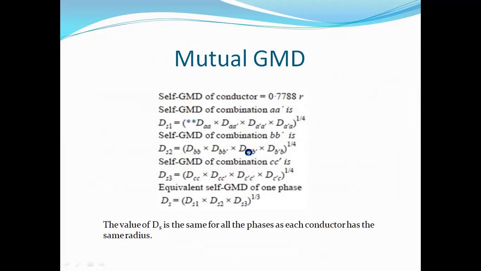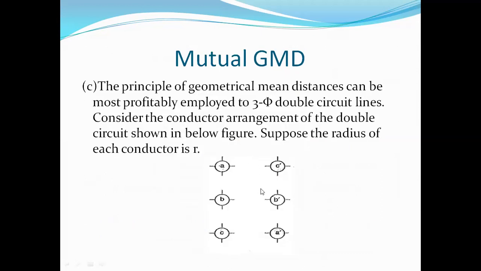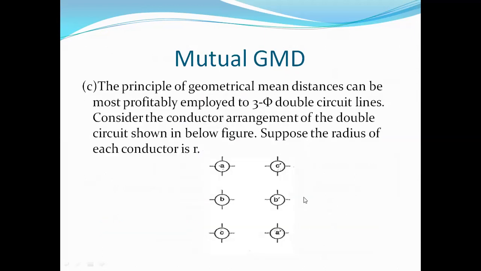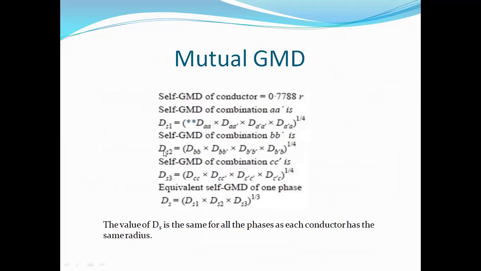Now, in the same way, with the same procedure, we can find the self GMD for combination BB dash. If we consider this as DS2, then DS2 equals DBB into DBB dash into DB dash B dash into DB dash B, to the power 1 by 4. Similarly, DS3 equals DCC into DCC dash into DC dash C dash into DC dash C, to the power 1 by 4.